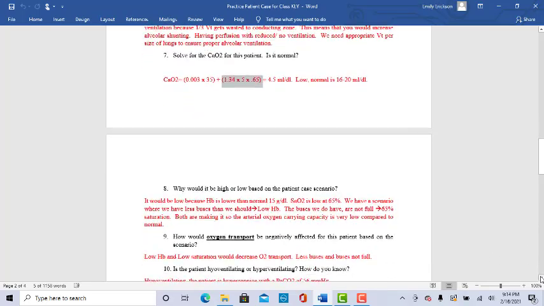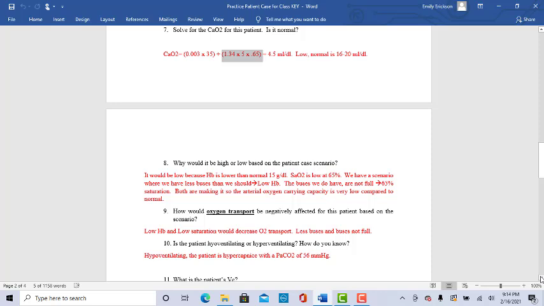Now I'm going to ask you, how would oxygen transport be negatively affected for this patient based on the scenario? For oxygen transport, I'm not talking about diffusion per se. I'm talking about how it's transported. So I'm looking for the fact that this patient has low hemoglobin and a low saturation, and that's going to decrease oxygen transport. It's going to decrease that oxygen carry capacity. So less buses, and the buses are not full.